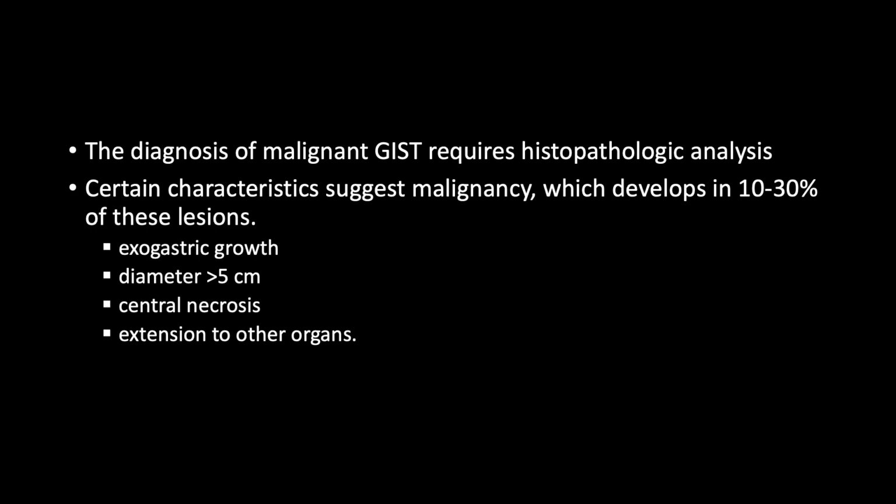The diagnosis of malignant gastrointestinal stromal tumors requires histopathologic correlation. Certain characteristics may suggest malignancy, and these features develop in 10 to 30% of these lesions. So the following may represent malignant characteristics of a lesion: exogastric growth, diameter of greater than 5 centimeters, central necrosis, and extension to other organs.